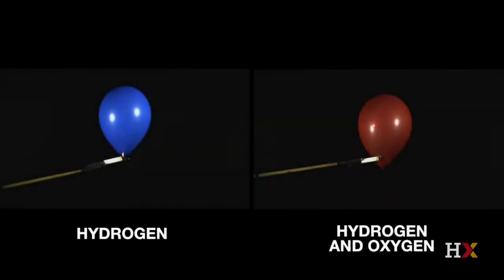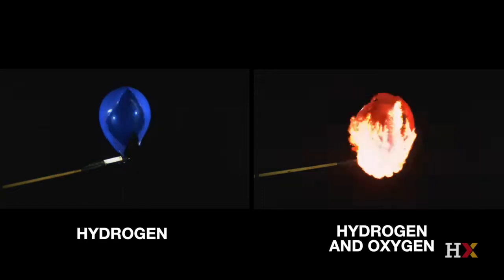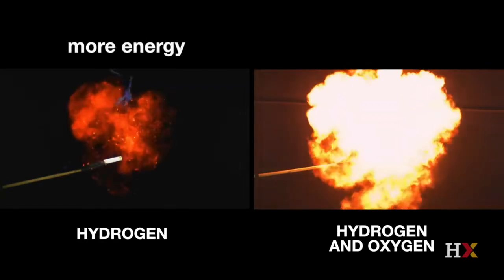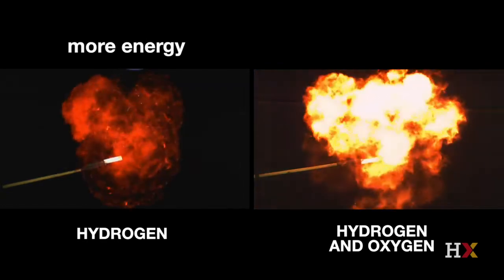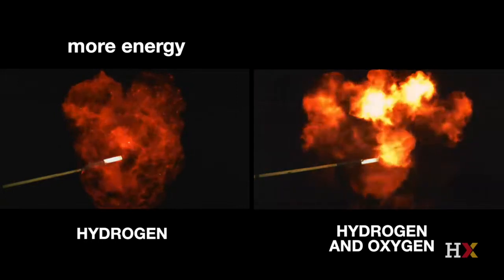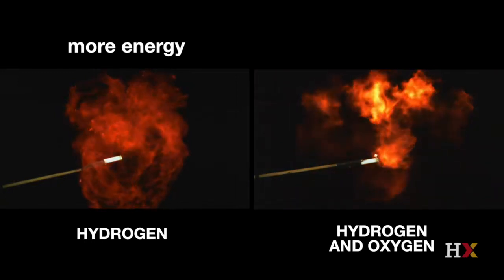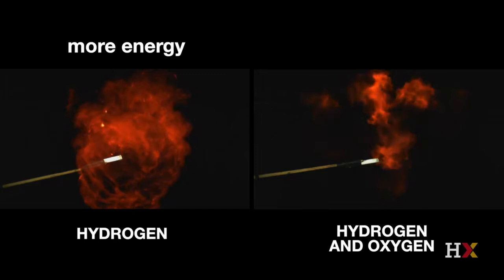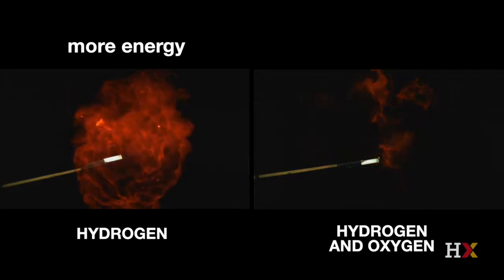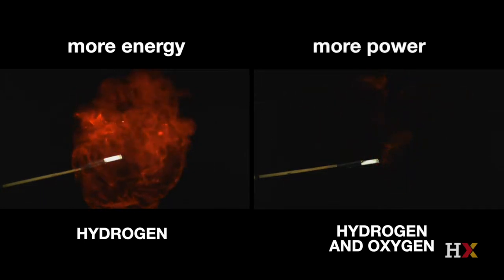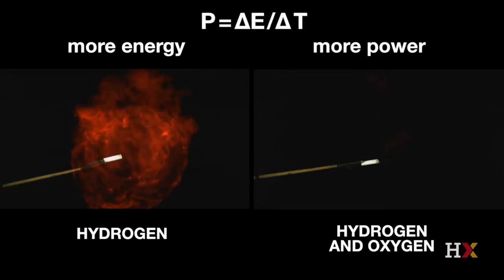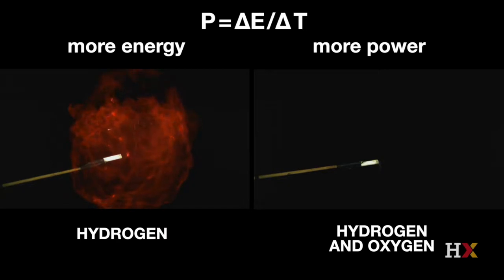It turns out that even though the hydrogen-oxygen balloon explosion looks bigger, it actually doesn't produce as much energy as the hydrogen-only balloon. That's because there are more hydrogen molecules in the hydrogen-only balloon. They react with oxygen from the surrounding air. What the oxygen-hydrogen balloon does produce is more power. Power is energy divided by time, and the reaction in the oxygen-hydrogen balloon happens more quickly because the gases are already mixed.